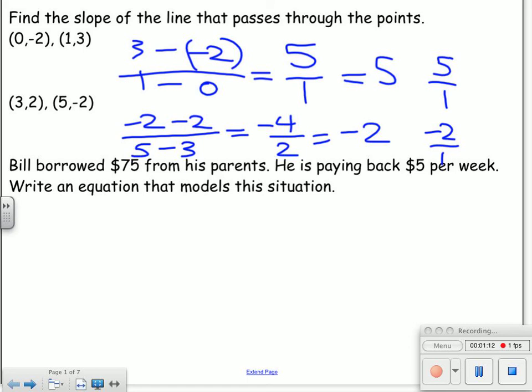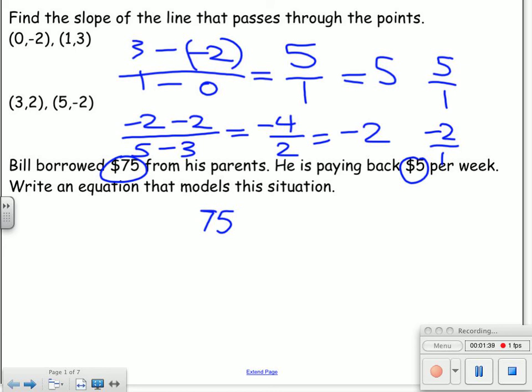So looking at this word problem, Bill borrowed $75 from his parents. He is paying back $5 per week. Write an equation that models this situation. Okay, so he borrowed $75 and he's paying back 5. I like to circle this information. And we're just going to write out an equation to try and figure out, I'm guessing, how long it's going to take him to pay that back.